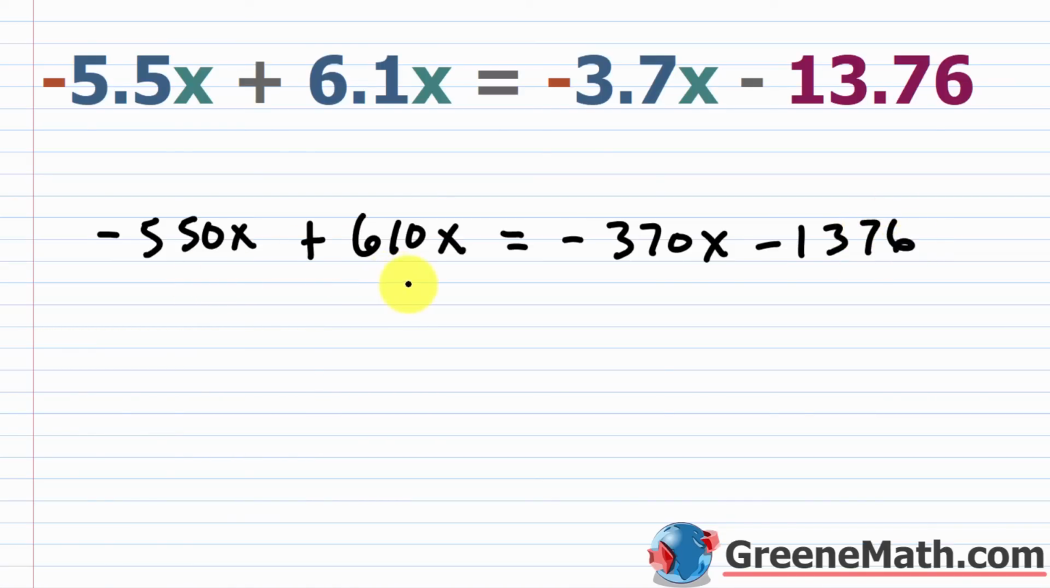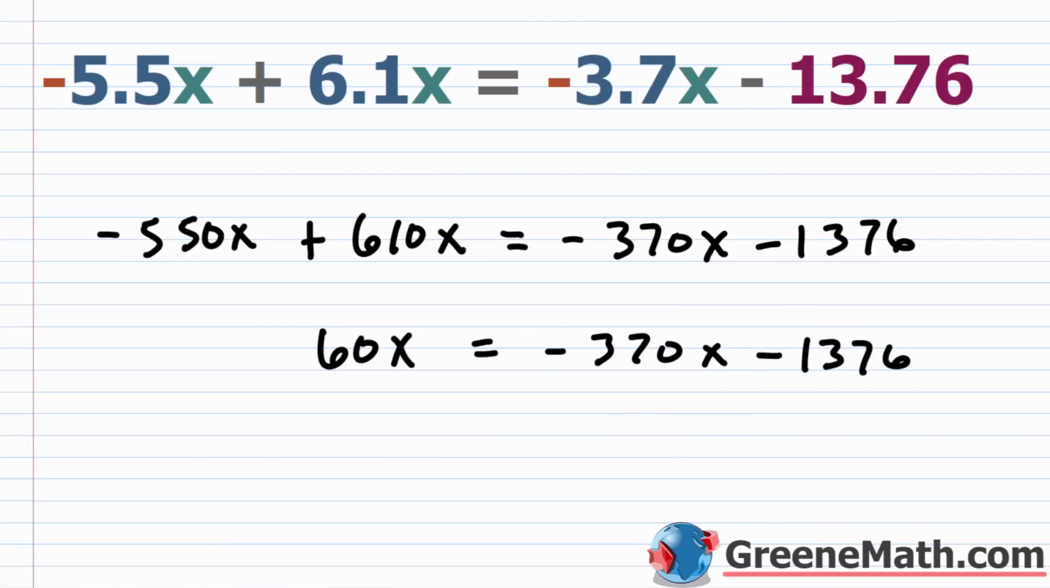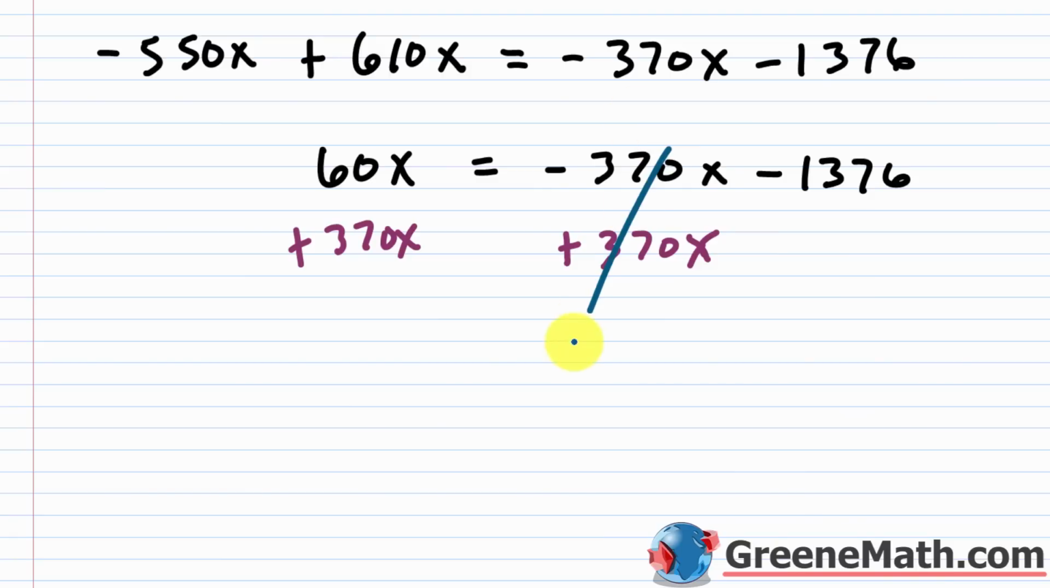And so I'm going to go ahead and say that I have negative 550x plus 610x, which is going to give me positive 60x. So this equals negative 370x minus 1,376. Let me go ahead and add 370x to both sides of the equation. And let me show that this is going to cancel. If you punch this into your calculator, you're going to get 430x. We'll say this is equal to negative 1,376.